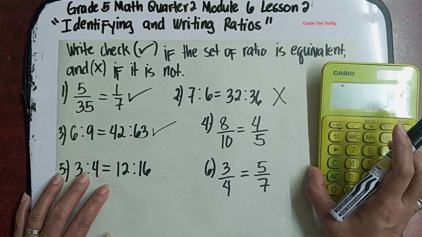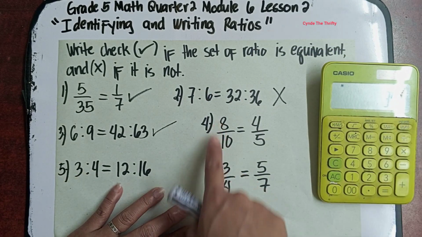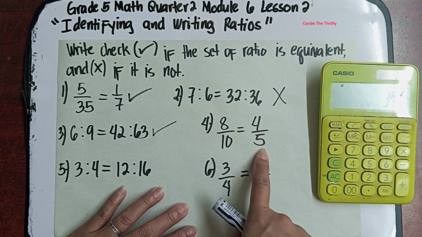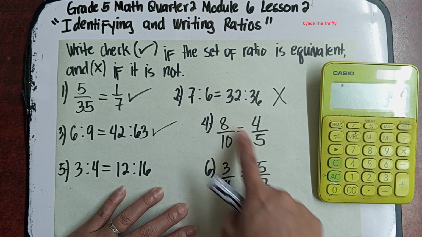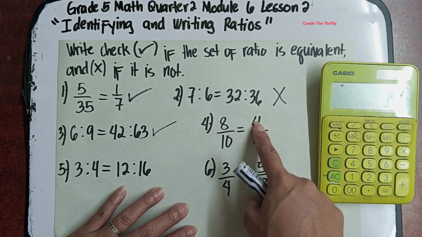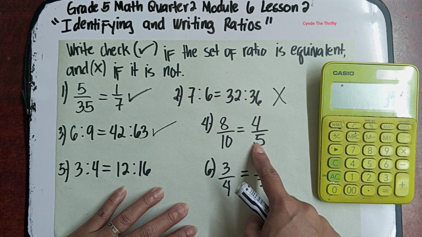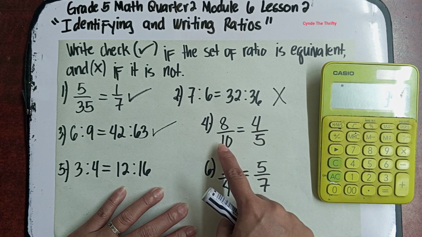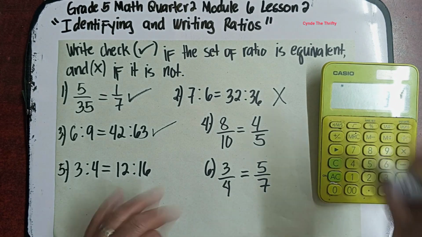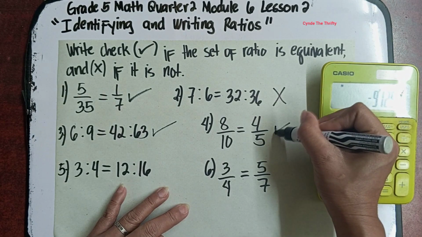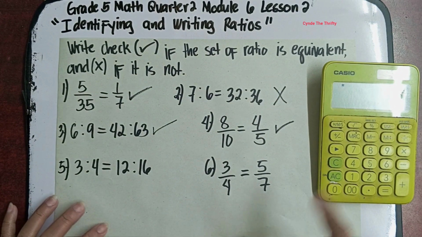Okay, so, number 4 na tayo. 8 over 10 is equal to 4 over 5. Dahil fraction, i-cross multiply natin. So, si 8 i-multiply kay 5 at si 10 i-multiply kay 4. So, 8 times 5 is equal to 40. And then 10 times 4 is equal to 40. Equal ba? Yes, equal. So, therefore, check ang ating sagot sa number 4.